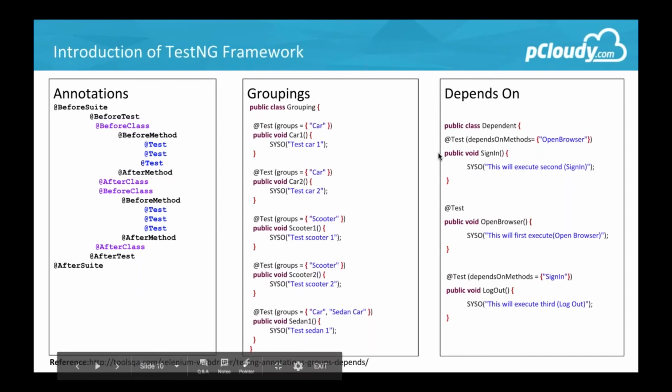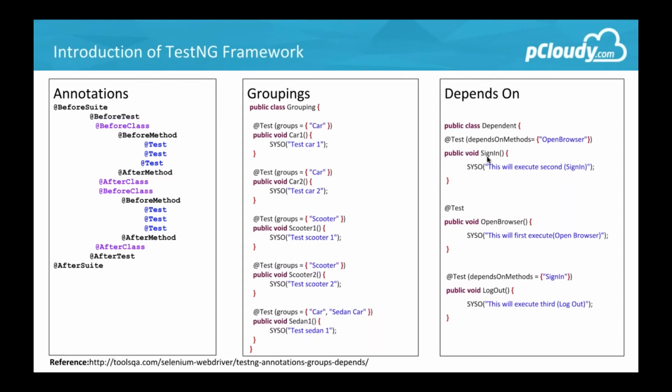As TestNG first tries to execute the test methods in an alphabetical manner, if you want your tests to depend on other test cases, or you want open browser to be a prerequisite of sign in and sign in to be a prerequisite of logout, you can use the depends on method. This way it will execute the open browser method first because it has no dependencies, and as the open browser method is completed, then it will execute sign in, and at the end it will execute the logout method.